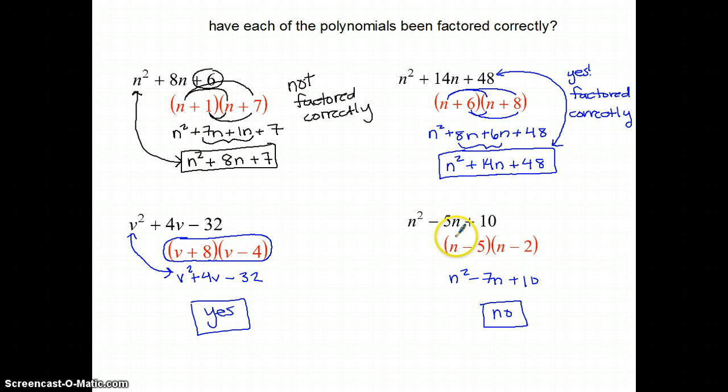To the right, when I FOILed out my red expression, the end result did not match the original trinomial. There is a minus 5n in the middle of the original, whereas a minus 7n in the middle of my FOILed out version. Since these do not match, I conclude that this red expression is not the correct factored form of my original.